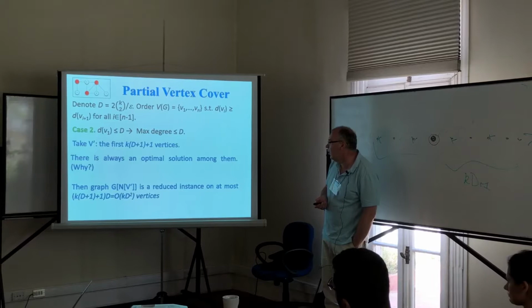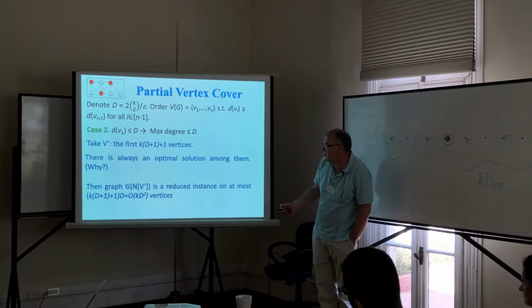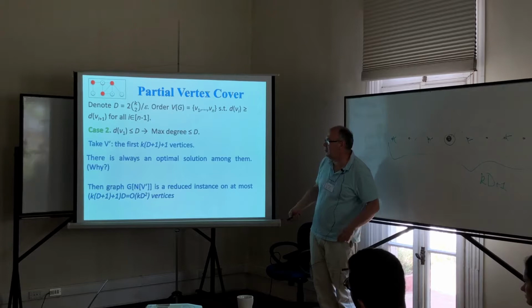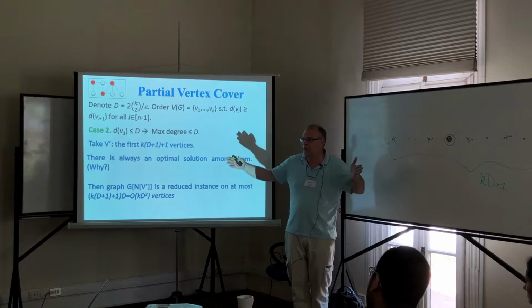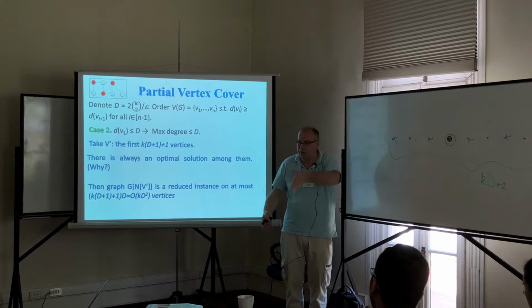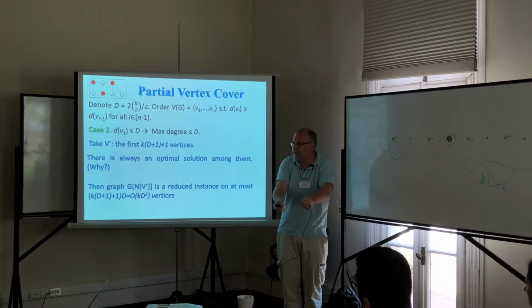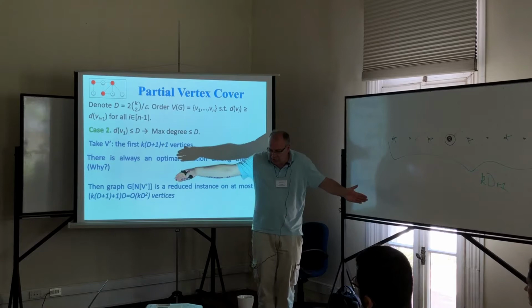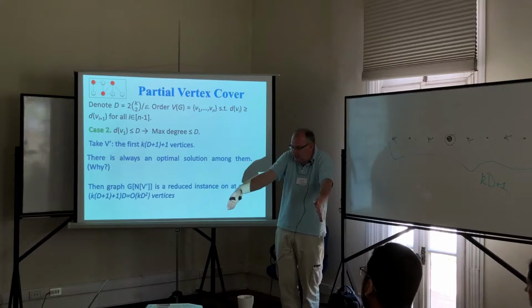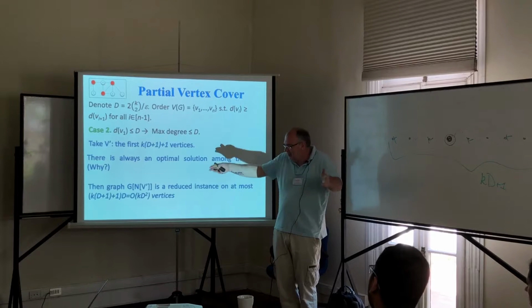This means that if I take the graph induced by these vertices, it has this number of vertices. So then my algorithm is the following: I just take this number of vertices, and that will be my reduced instance. I know that if there is an optimal solution, there should also be an optimal solution living in this set of vertices. I have the first kd squared vertices, and I also take all their neighbors. If I have a solution of size k in this graph, then the optimal solution of size k in this graph is exactly of the same size as the optimal solution in the original graph.